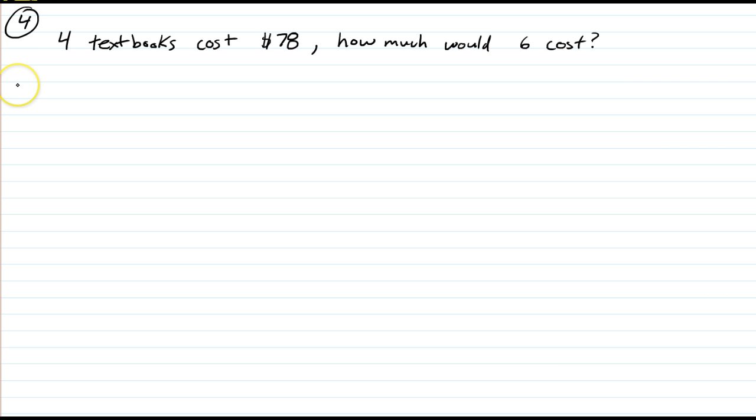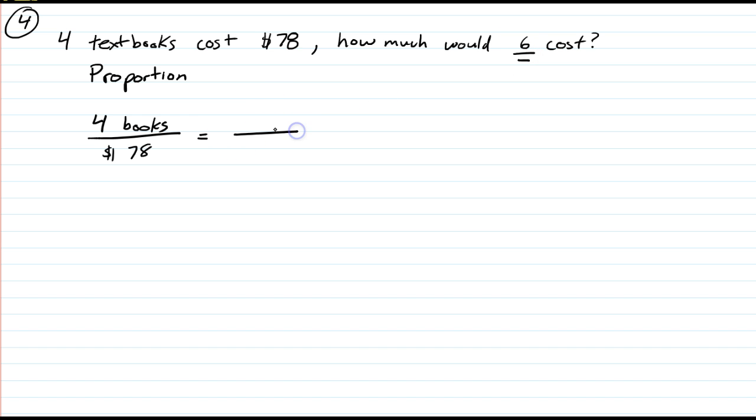Alright, let's look at our last example. Let's say 4 textbooks cost $78. How much would 6 cost? And so what we're going to use to solve this is what we call a proportion. A proportion is just one fraction equal to another fraction, or one ratio in this case equal to another ratio. So what you do is you put 4 books over $78, that's our ratio, and then we want to figure out how much 6 would cost.